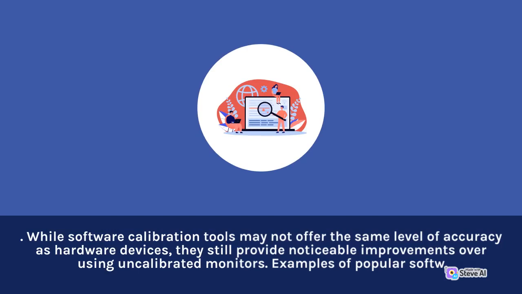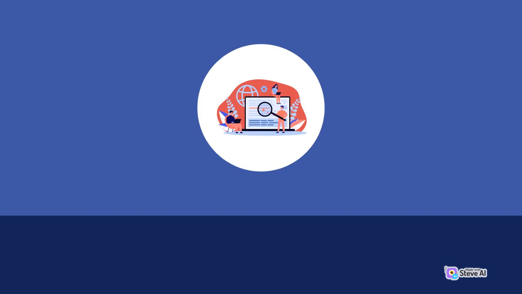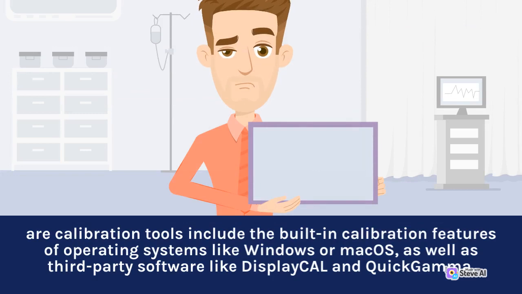over using uncalibrated monitors. Examples of popular software calibration tools include the built-in calibration features of operating systems like Windows or macOS, as well as third-party software like DisplayCal and QuickGamma.